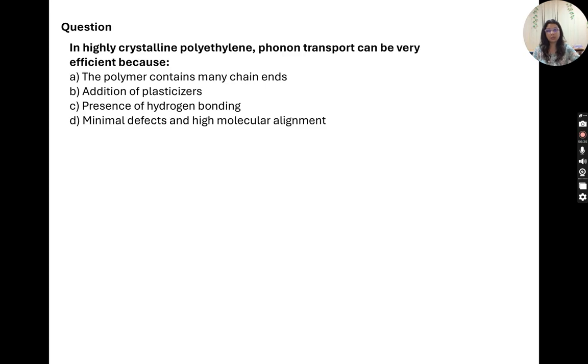So in highly crystalline polyethylene, phonon transport can be very efficient because the polymer contains many chain ends, addition of plasticizers, presence of hydrogen bonding, or minimal defect and high molecular alignment. So why can phonon transfer be efficient in highly crystalline polyethylene? I guess it's a simple question.